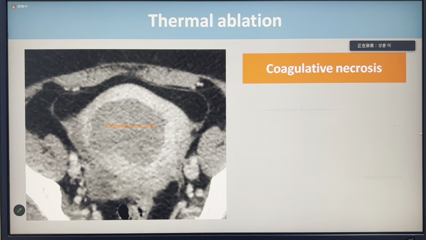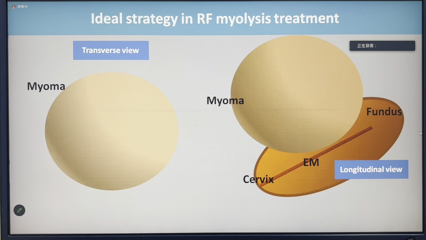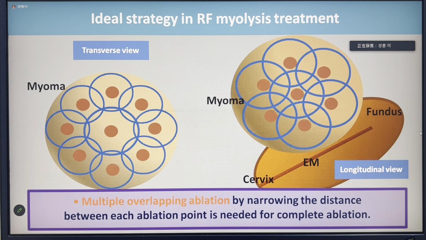This is a contrast enhanced CT image taken in the first week after RF myolysis. As I explained before, the coagulative necrosis is clearly visible in the central area because multiple overlapping ablations are performed in the central area. But there are not enough overlapping ablations performed in the neighboring area. Irreversible damage due to heat fixation and reversible damage are mixed. Therefore, multiple overlapping ablation is needed for complete ablation of the whole lesion.